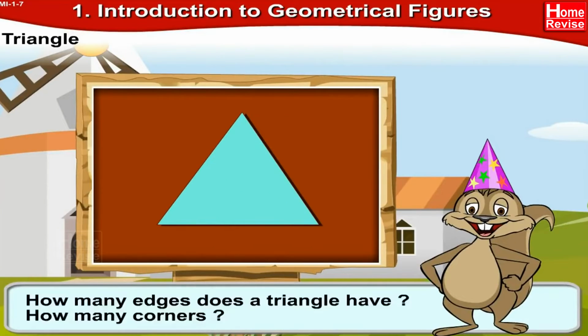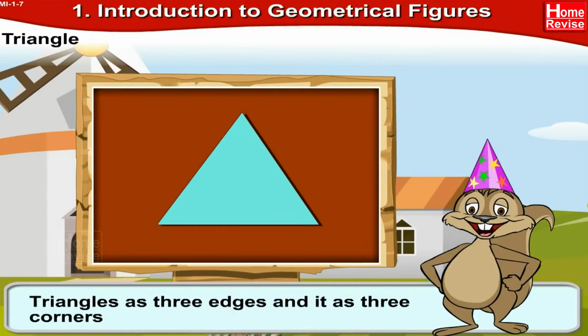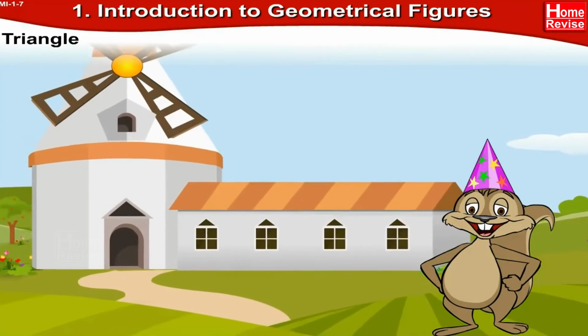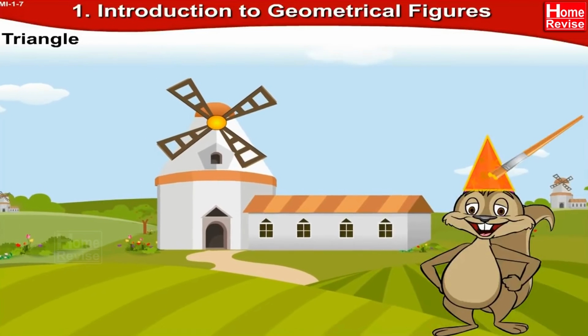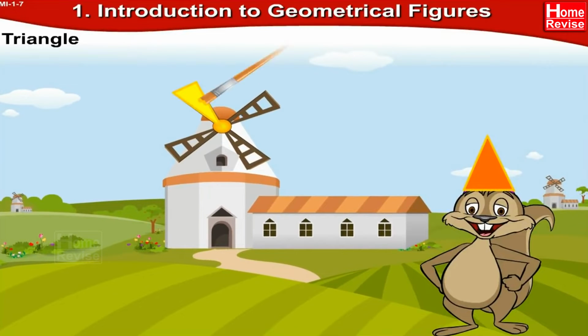Triangle. How many edges does a triangle have? How many corners? Well, a triangle has 3 edges and it has 3 corners. Find this shape in your surroundings. Well, for example, the birthday cap.